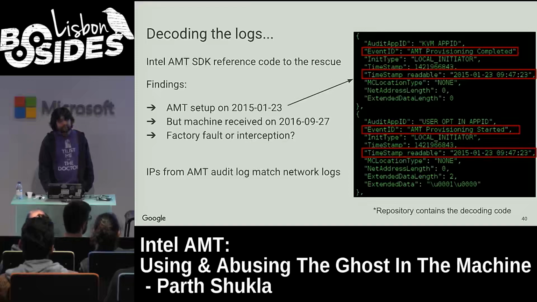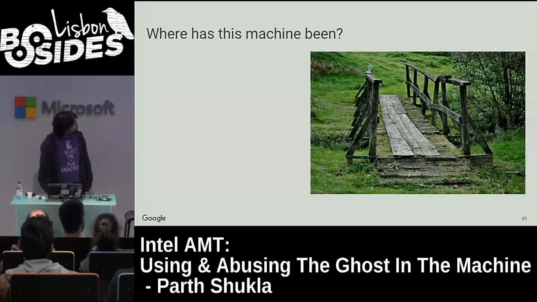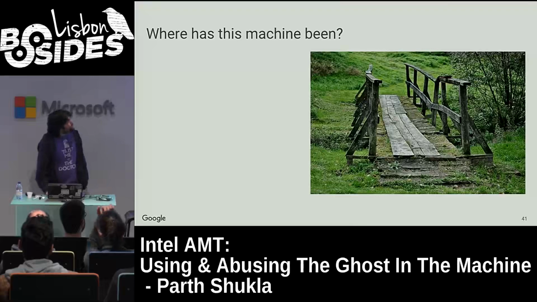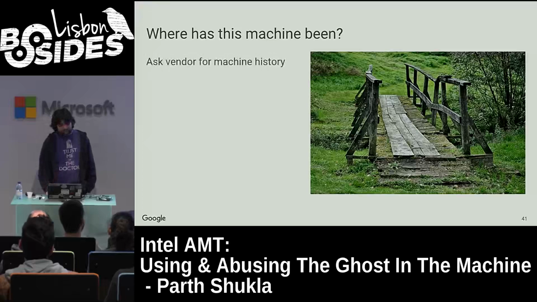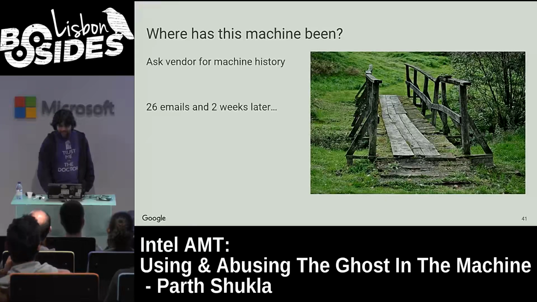I still had the nagging feeling of, well, still it doesn't explain the full story, right? Like, we have a year gap. How did we get a machine shipped to us that was provisioned 1 year before we received it? So since we never want to leave any leaves unturned, I emailed the machine vendor asking for history before we received it at Google. 26 emails, and 2 more weeks later, we find out the machine was actually received in 2013.